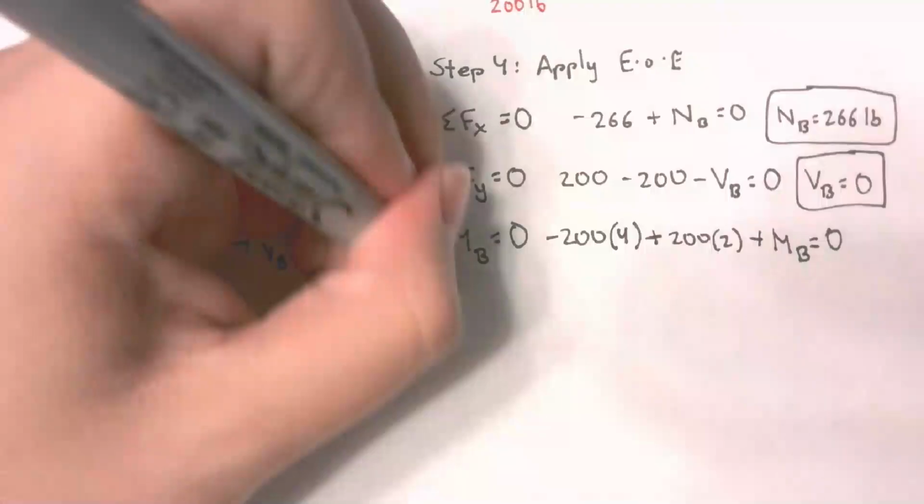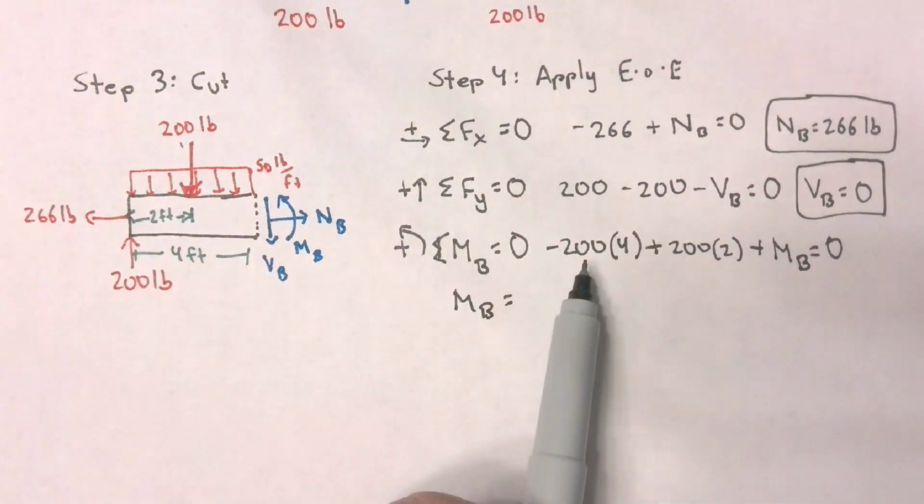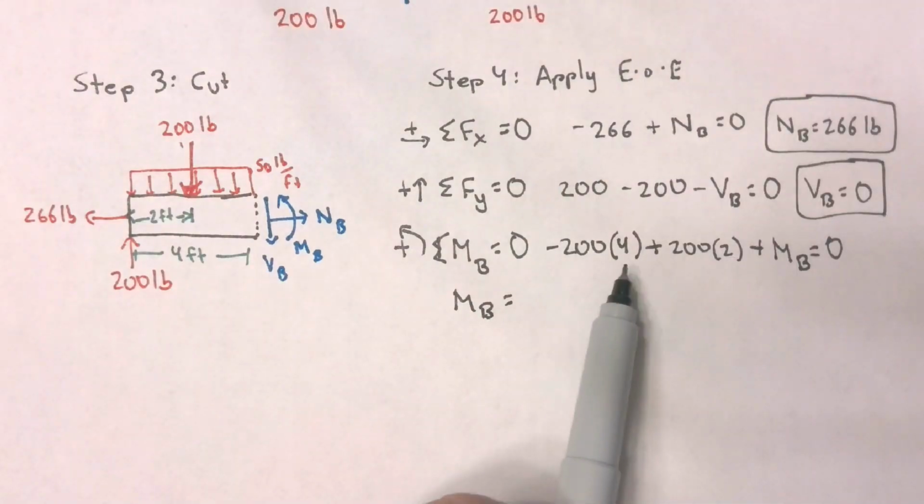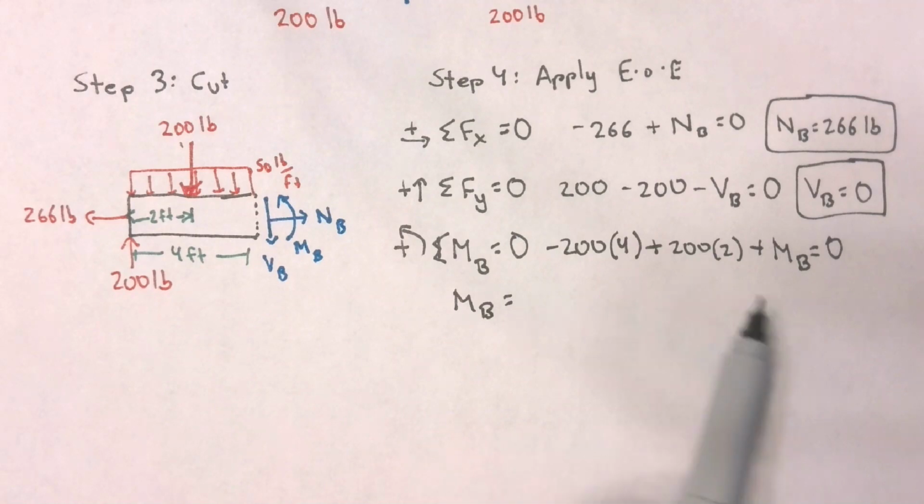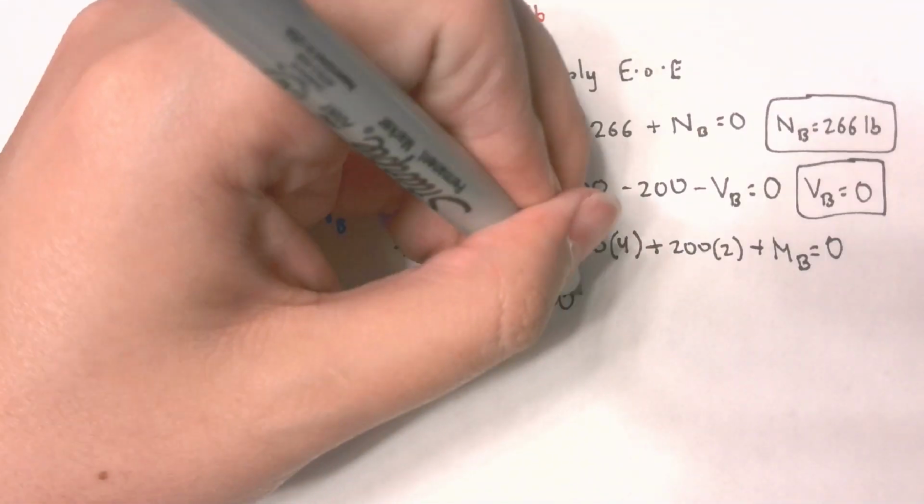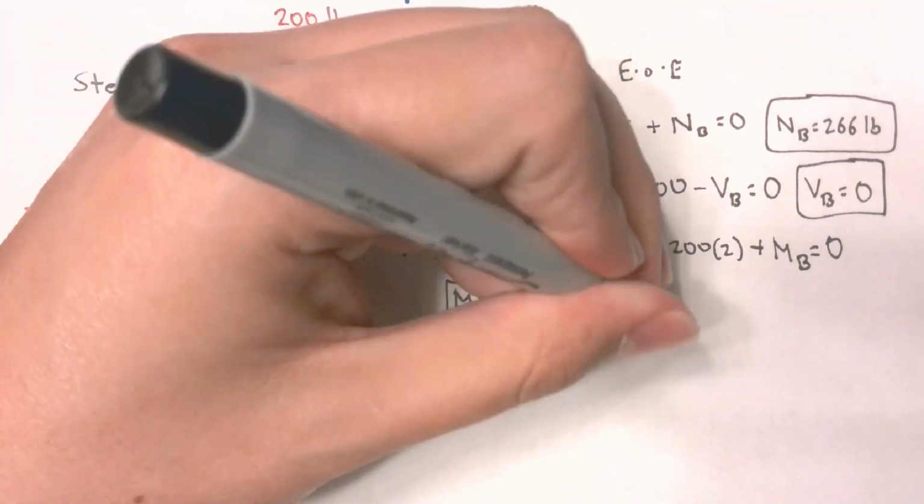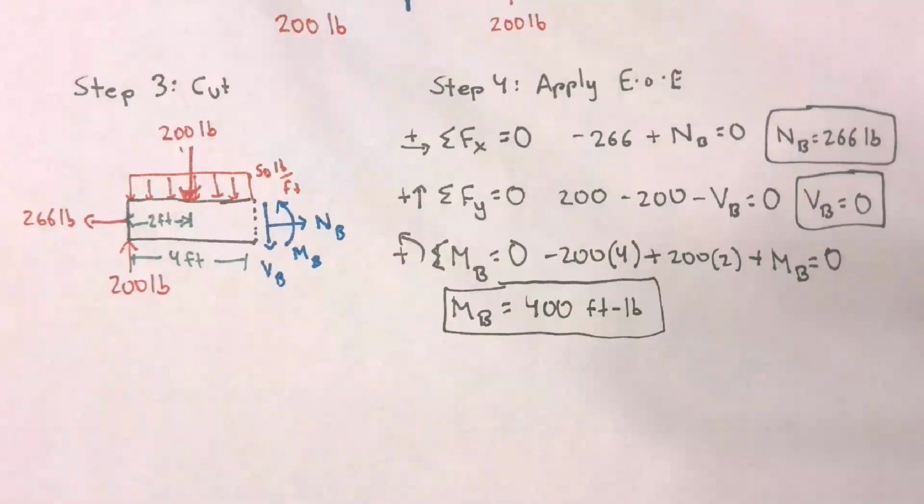So now I can solve for my bending moment. My bending moment is equal to 200 times 4, that's 800, minus 200 times 2, that's 400. So 800 minus 400 is 400 foot-pounds. And that is my bending moment.